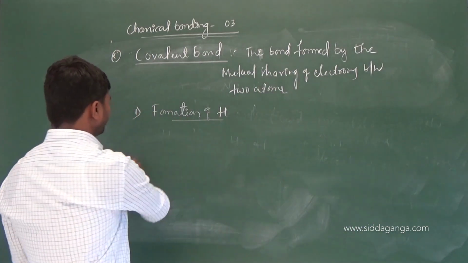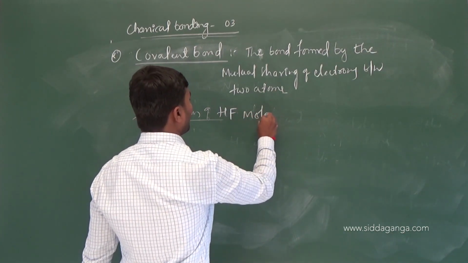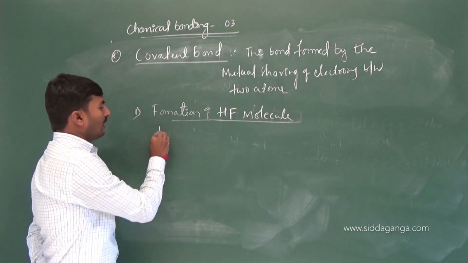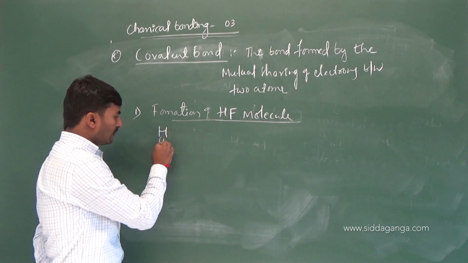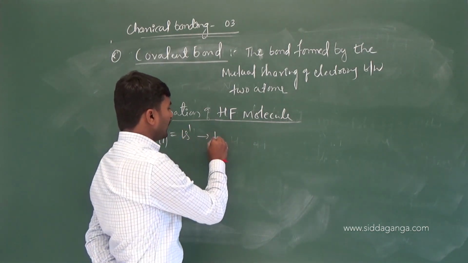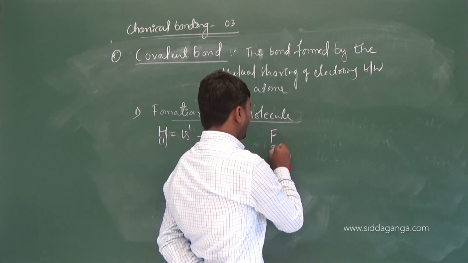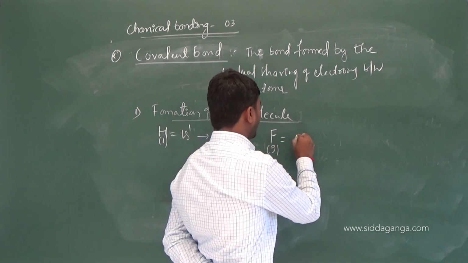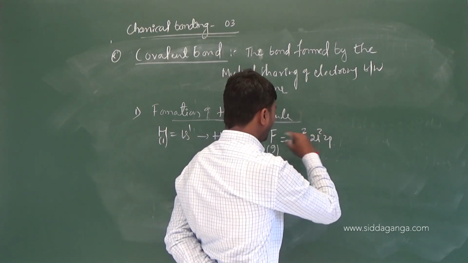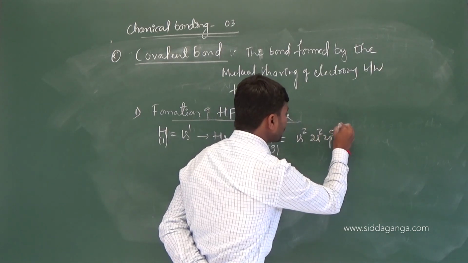Formation of HF molecule. Okay, here hydrogen, atomic number is 1, configuration is 1s1. It is represented like this, followed by fluorine atom, atomic number is 9, and its configuration is 1s2, 2s2, 2p5.